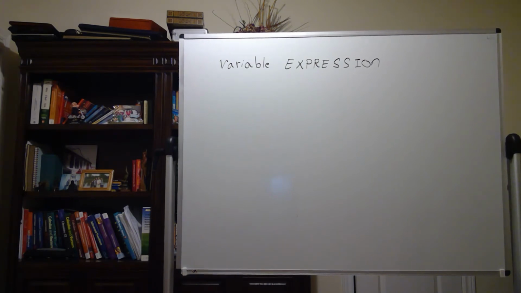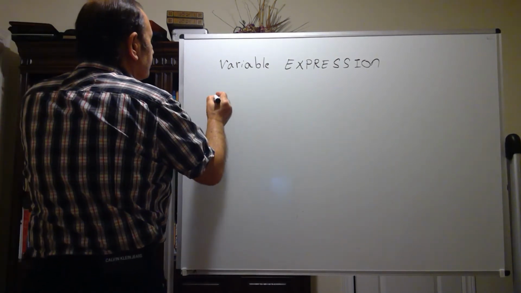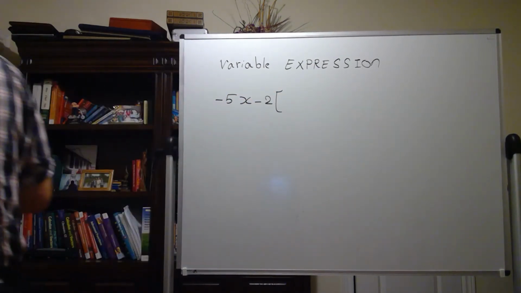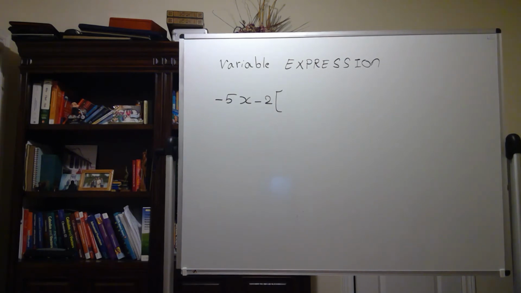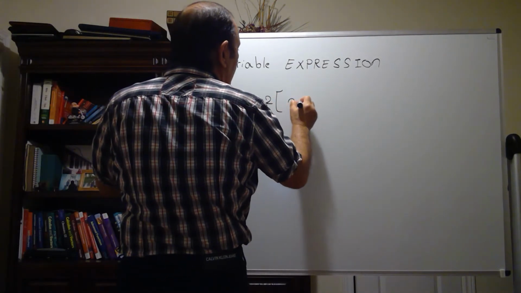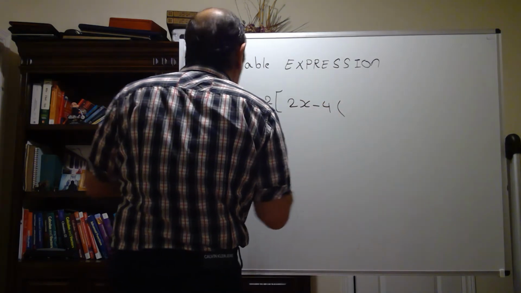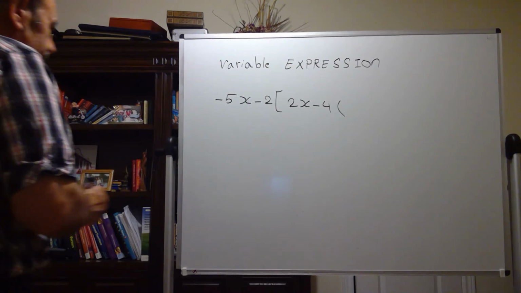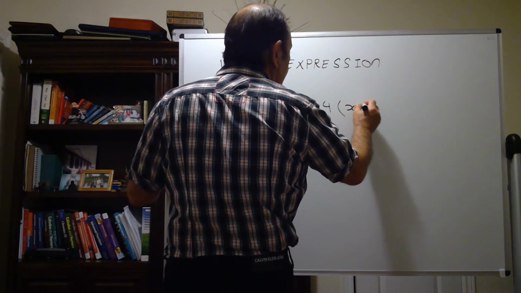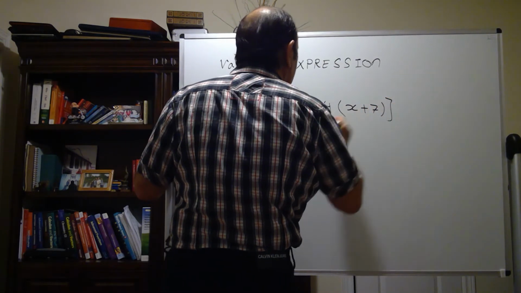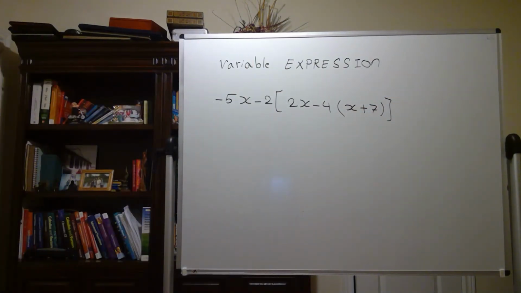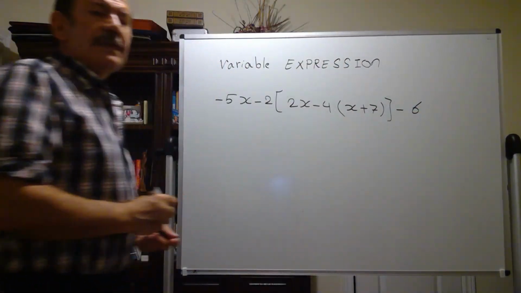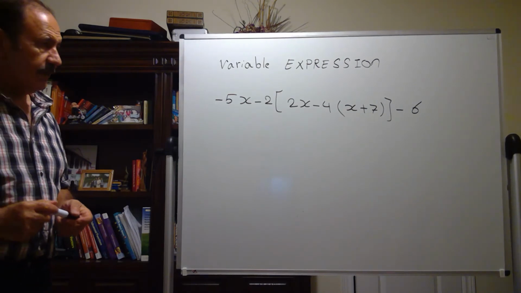Minus 5x minus 2, the square bracket 2x minus 4, multiplied by bracket x plus 7, then minus 6. I want to simplify this variable expression.